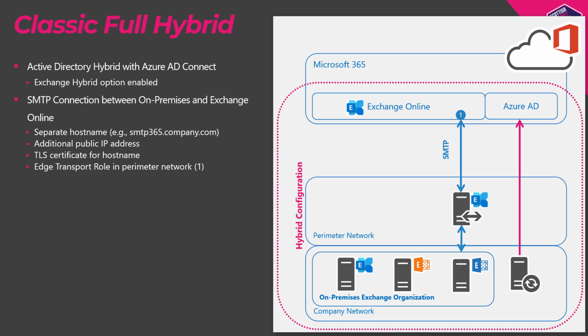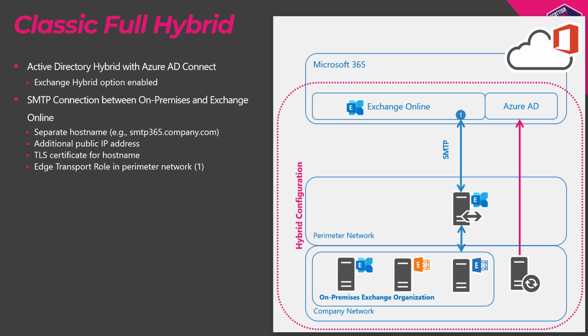Let's have a look at the SMTP mail flow between the two Exchange environments. The supported scenario for Exchange Hybrid is that Exchange Online can directly connect to your on-premises Exchange. So from a mail flow perspective, you not necessarily want to expose your internal Exchange servers directly to the internet.